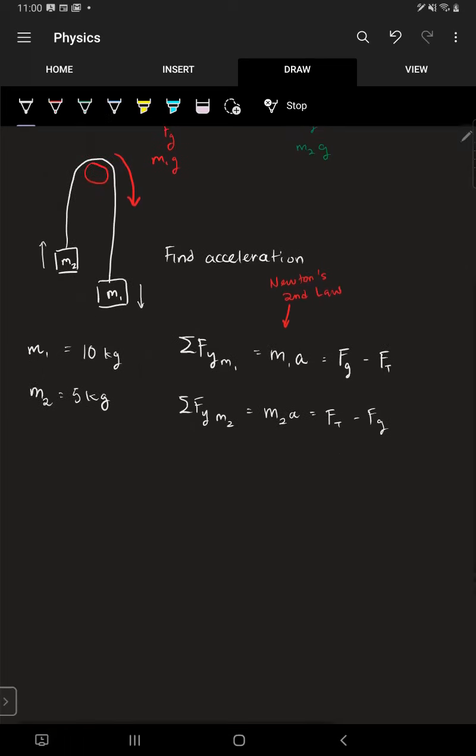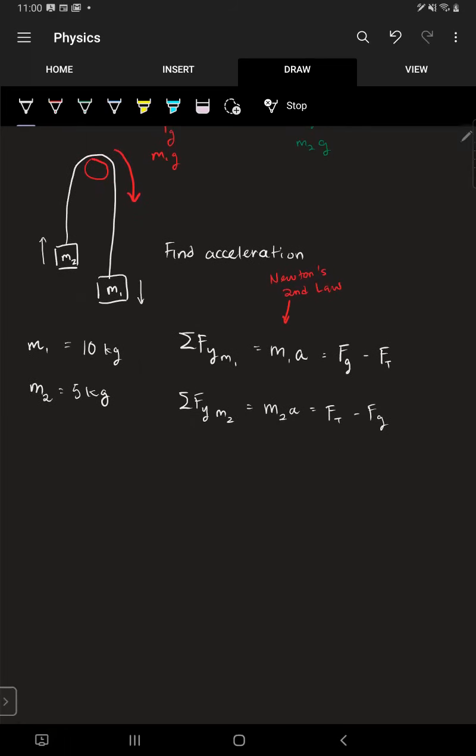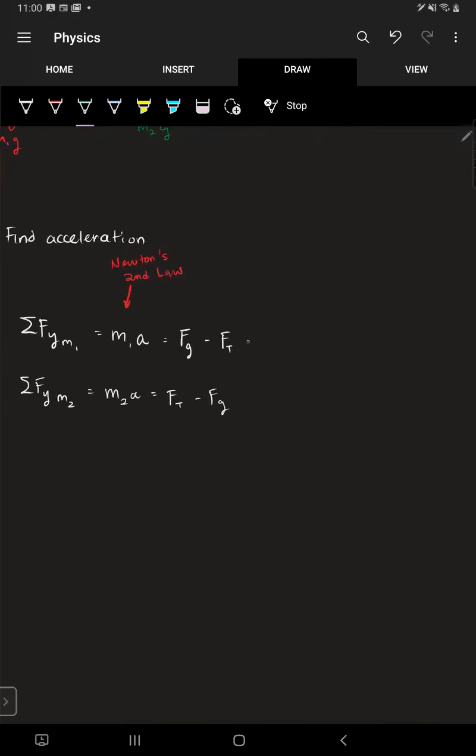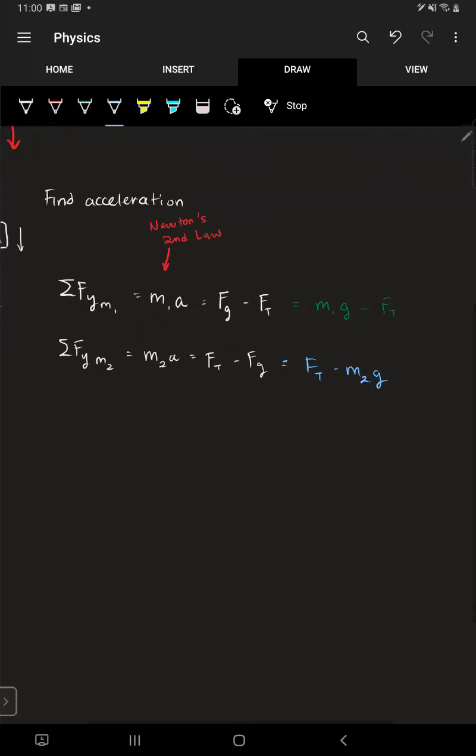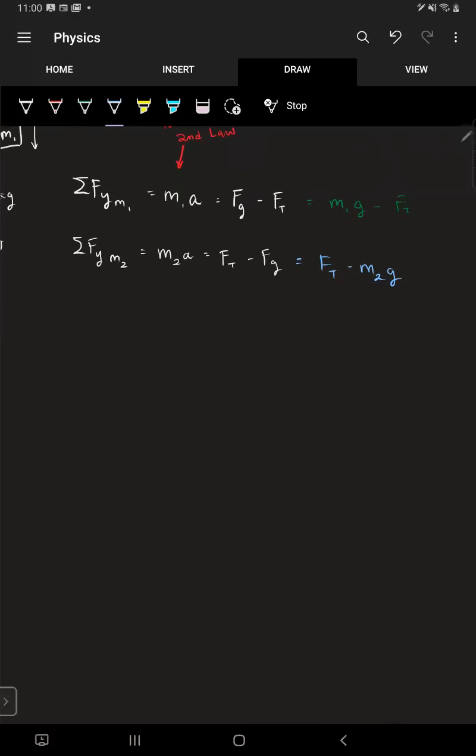All right. So now we know that the forces of gravity on each of these are different. Let's move this to the right. And this is equal to M1G minus Ft. All right. And this one is equal to, wait, no, Ft minus M2G. Okay, so now we have something to solve for M2 and M1 as such.